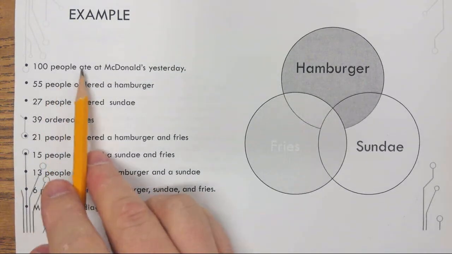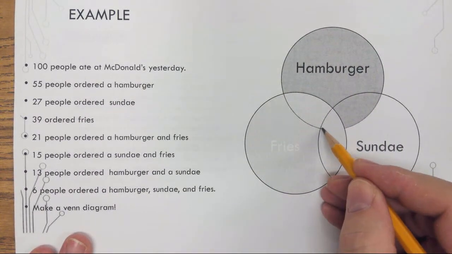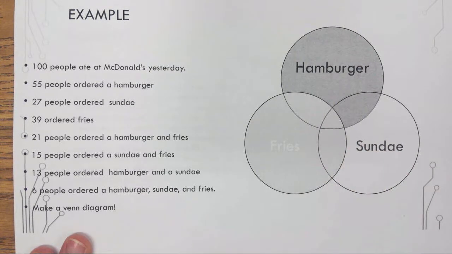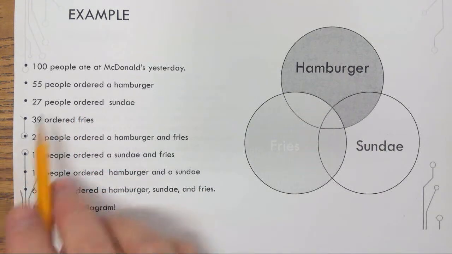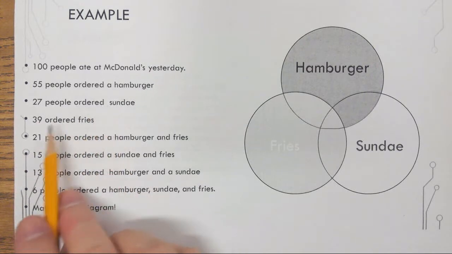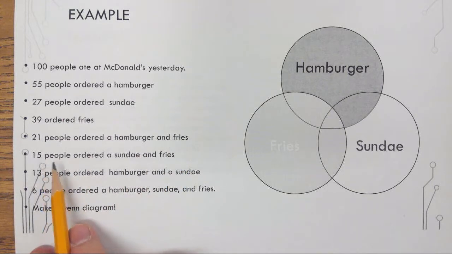So we had 100 people that ate at McDonald's yesterday. This one's a little bit more complicated because we've got hamburgers, french fries, and sundaes. Let me fix this here a little bit, join that little circle together there. Okay. We had 55 people order a hamburger, 27 people ordered a sundae, 39 people ordered fries, 21 people ordered a hamburger and fries, 15 people ordered a sundae and fries, 13 people ordered hamburger and a sundae, 6 people ordered a hamburger, sundae, and fries.